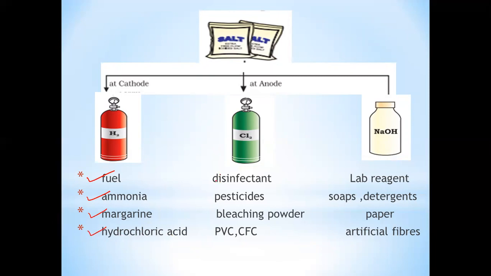Cl2 is used as a disinfectant. It is used in preparation of pesticides. It is used in preparation of bleaching powder and PVC and CFC. PVC, polyvinyl chloride; CFC, chlorofluorocarbon. Sodium hydroxide is used as a lab reagent. It is used in preparation of soap and detergents. It is used in the paper industry and it is used in making artificial fibers.